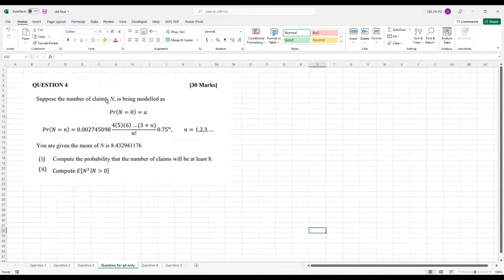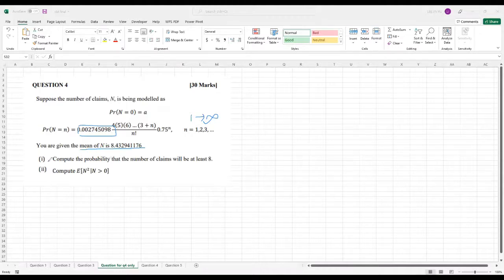Suppose the number of claims N is being modeled as probability of N equal to 0 equals a, and N from 1 to infinity. Given probability of N equals n, given constant, this is the sum from 4 to n plus 3, divided by n factorial. And we are given the mean, which is 8.432941176.